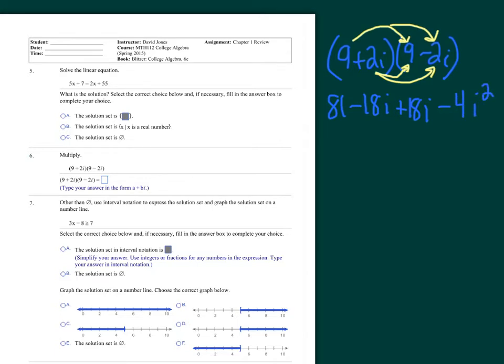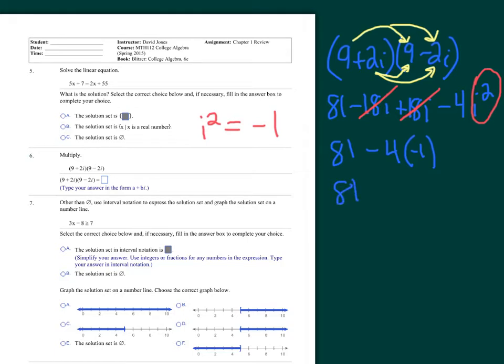Make sure you remember, anytime you have i squared, you're going to replace that with negative 1. i squared is equal to negative 1. So this is really negative 4 times negative 1. And another thing that happens with the i's: negative 18i and positive 18i cancel. And we've got 81 minus 4 times negative 1, which we said i squared is. So in other words, 81 plus 4, which equals 85.